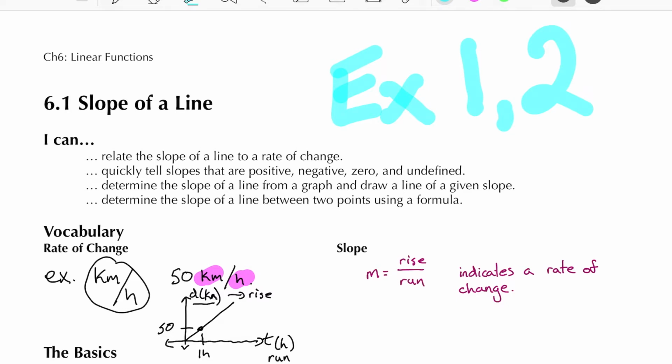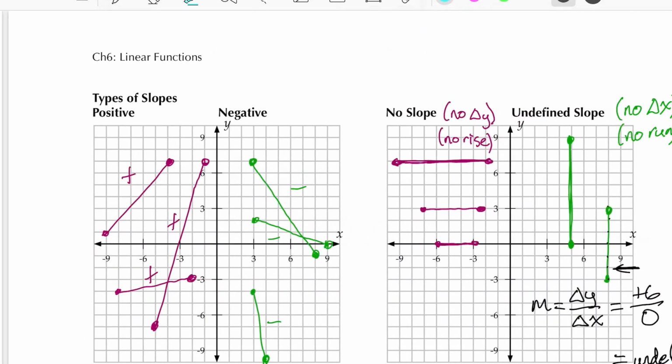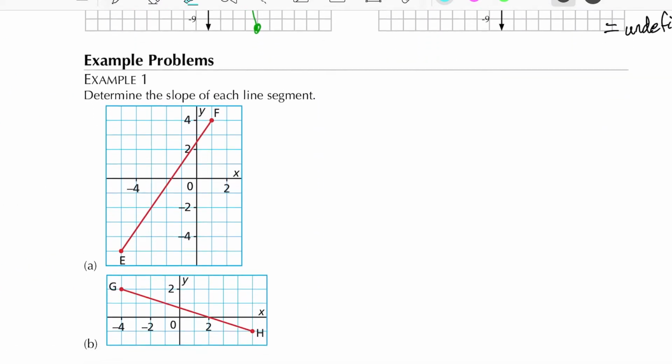After you're done this unit, you should be able to relate the slope of a line to a rate of change, quickly tell slopes that are positive, negative, 0, and undefined, determine the slope of a line from a graph and draw a line of given slope, and determine the slope of a line between 2 points using a formula. All right, let's head over to example problem 1.